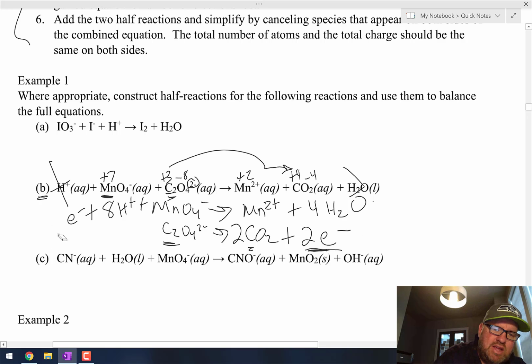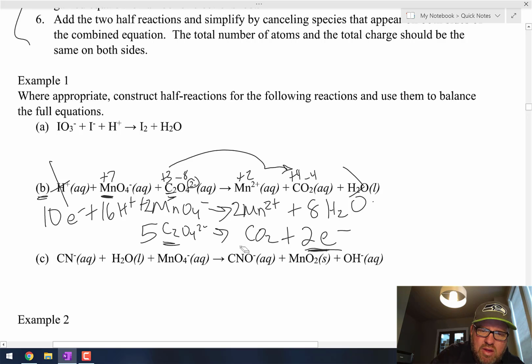So that means I'm going to take this top equation and I'm going to double not just the electrons, I'm going to double everything. That becomes a 2, that becomes a 2, and that 4 on the H2O becomes an 8. And then on the bottom one that's very similar, I've got to multiply that by 5. 2 times 5 is 10, and then my 2 electrons become 10 electrons.